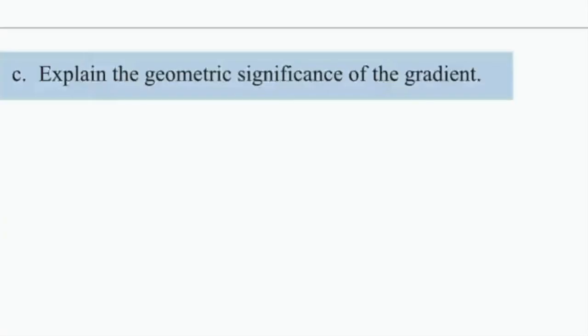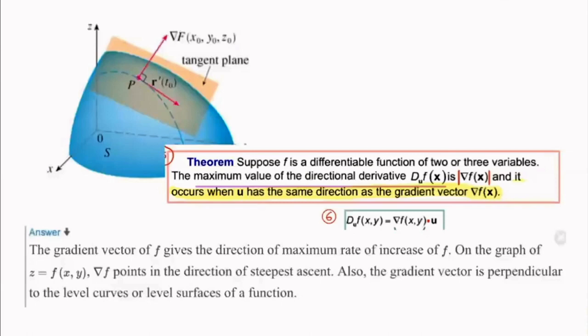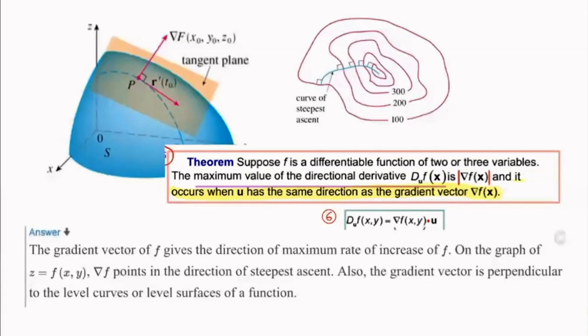Explain the geometric significance of the gradient. The gradient vector of a function gives the direction of maximum rate of increase of the function. Here, this big F is a function of 3 variables. The gradient here points in the direction of steepest ascent, and it is perpendicular to the level surface of the function. Over here, the function f is a function of 2 variables x and y. The gradient points in the direction of steepest ascent, and the gradient vector is perpendicular to the level curve.